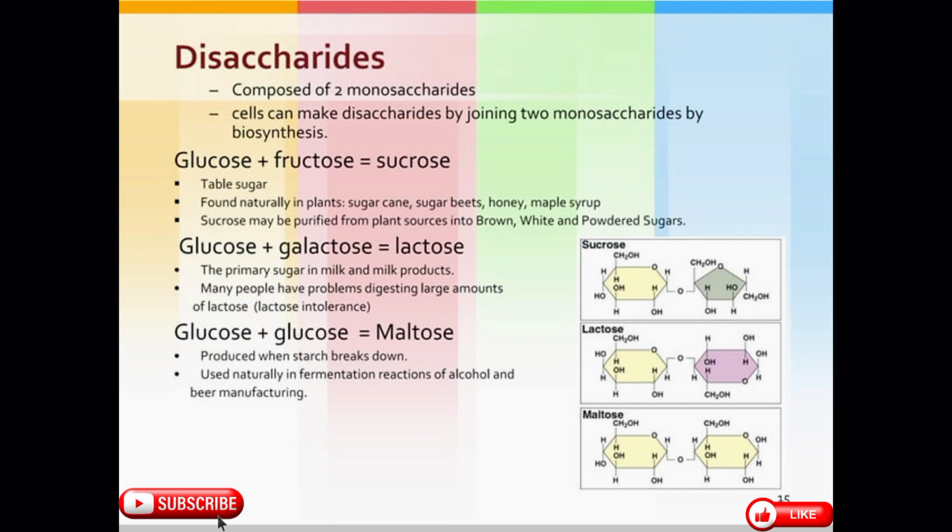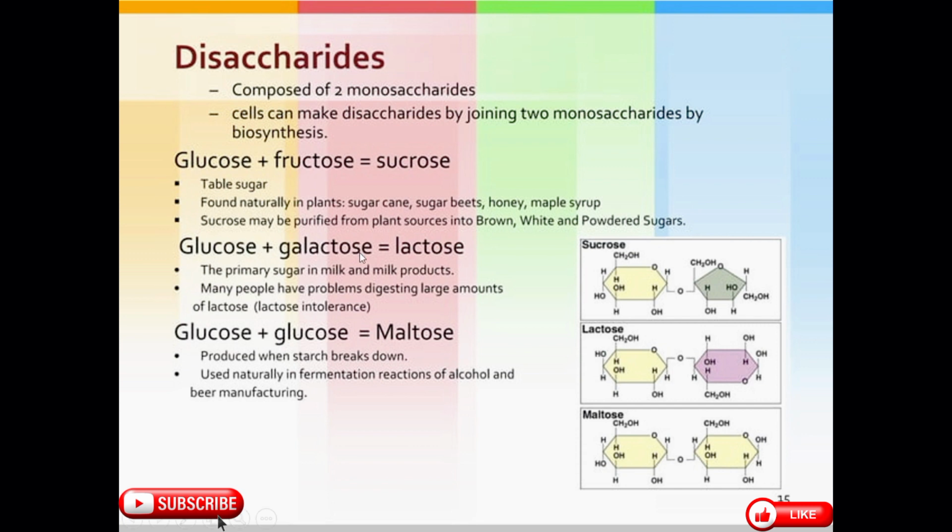Cells can make disaccharides by joining two monosaccharides by biosynthesis. For example, when glucose and fructose are combined, they form sucrose. And sucrose is a common table sugar found naturally in plants, in sugarcane, sugar beet, honey, and maple syrup. Sucrose may be further purified from plant sources into brown, white, and powdered sugars.